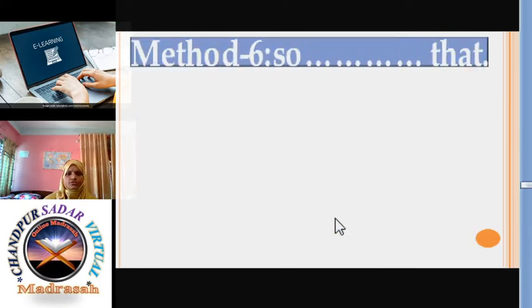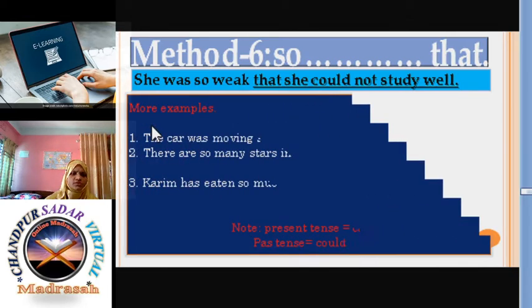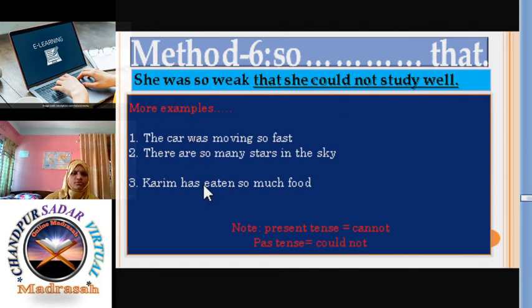Then method 6, so ... that. She was so weak that she couldn't study well, or she was so weak that she couldn't move, or she was so weak that she couldn't eat, or she was so weak that she couldn't attend the class. More options are available. So here are more examples for you.